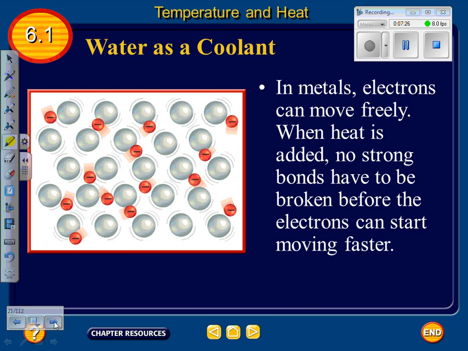In metals, electrons can move freely. When heat is added, no strong bonds have to be broken before the electrons can start moving faster.